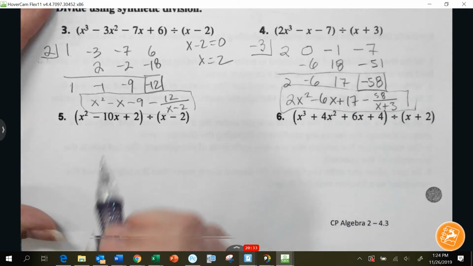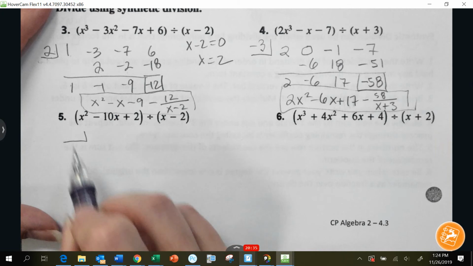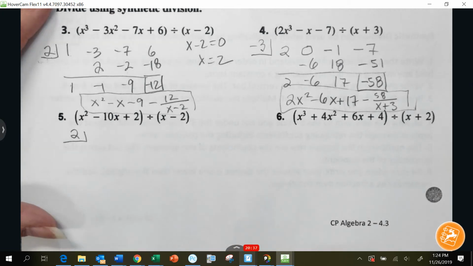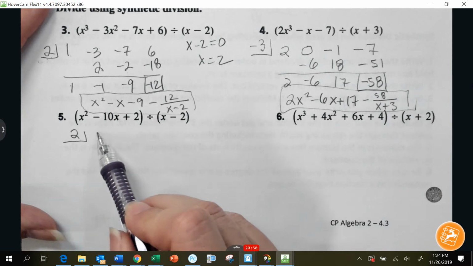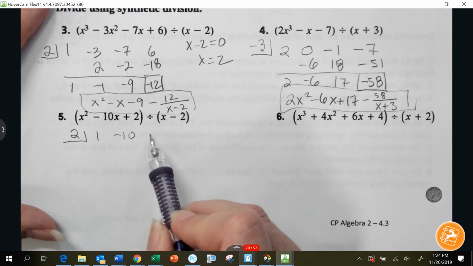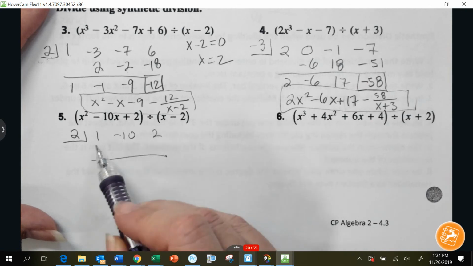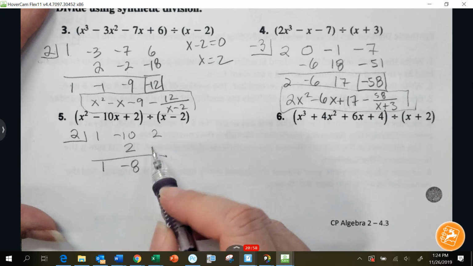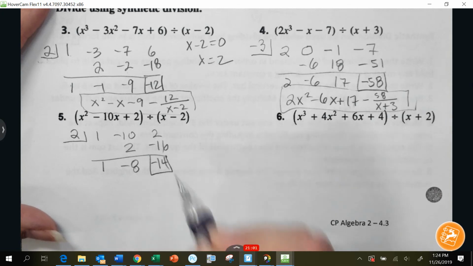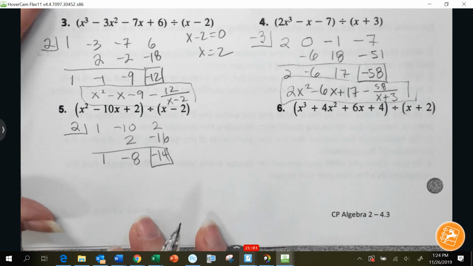Katie, what do you have different? So number 5, I'm putting 2 as my K value. Then I have 1, negative 10, and 2. Bring down the 1, multiply, add, I get negative 14 for my remainder. So this is one that some people are asking about.